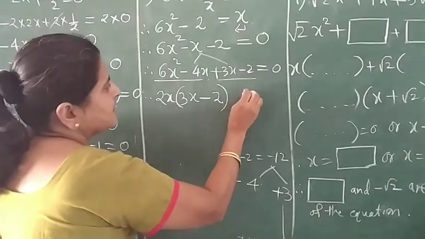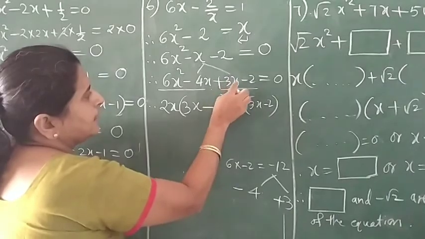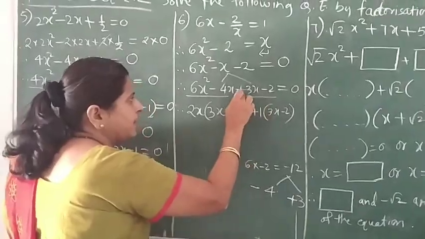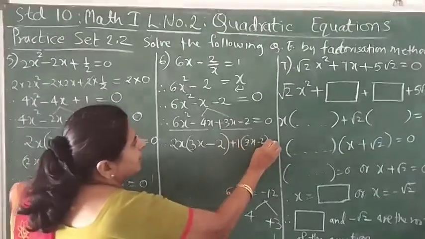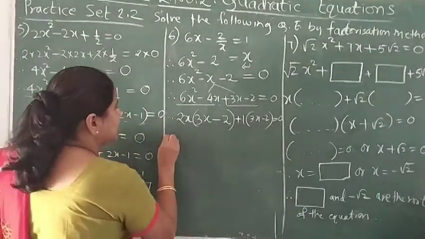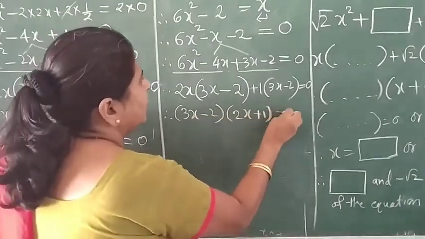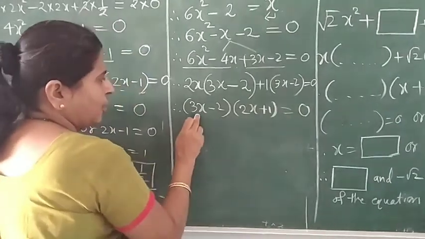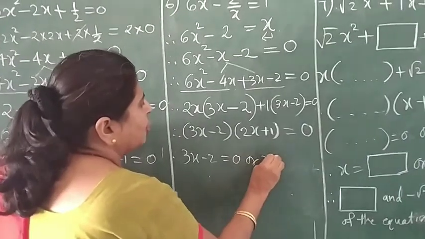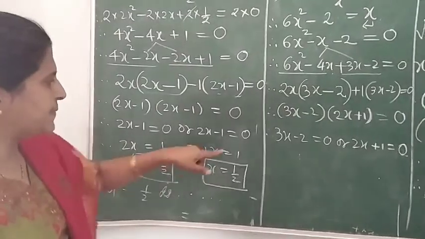Complete this bracket. Have some distance. Copy the same, 3x minus 2. Now what is the third term? Plus 3x. We have got plus 3x here. So nothing is remaining, which means plus 1. Because of the plus sign here, plus and 1 is equal to 0. Now write the factors in two different brackets. The common bracket is 3x minus 2, and the other is 2x plus 1, equal to 0. Now the product of these two is 0, therefore 3x minus 2 is equal to 0 or 2x plus 1 is equal to 0. Now I will show you how we can write this in one step instead of these two steps.